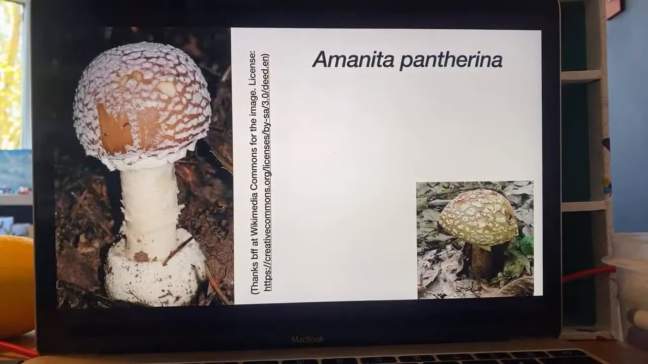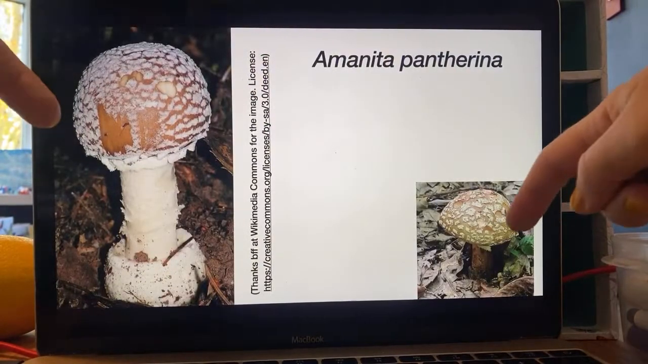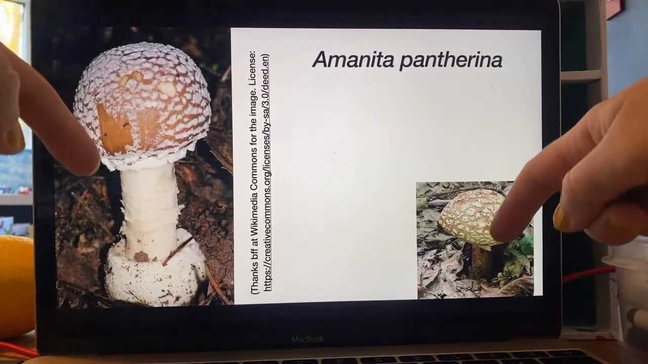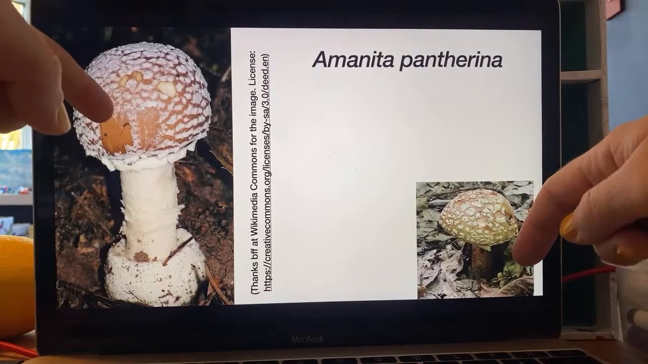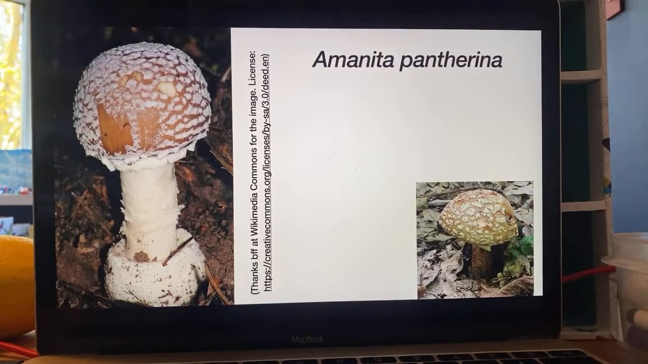I thought you might think that I'd showed you this mushroom before, because to me, especially this one on the left, it looks quite a lot like Amanita pantherina. They look really similar, don't they? But again, blushers, as far as I can recall, are edible, and Amanita pantherina is poisonous. But to my eyes, they look pretty similar.